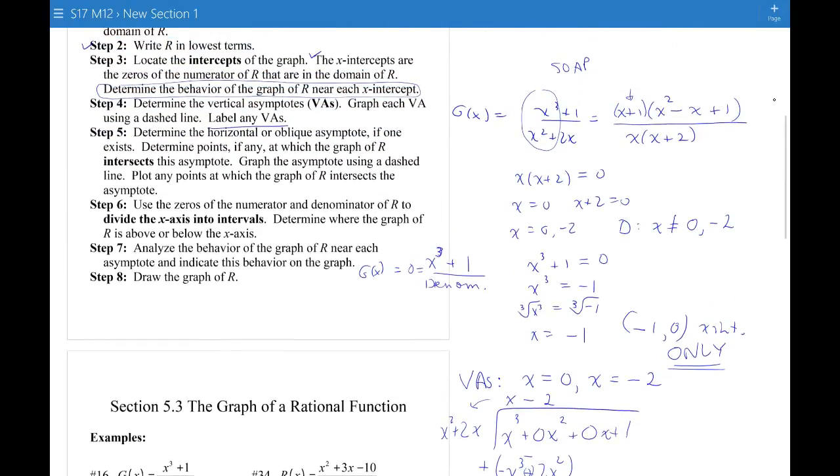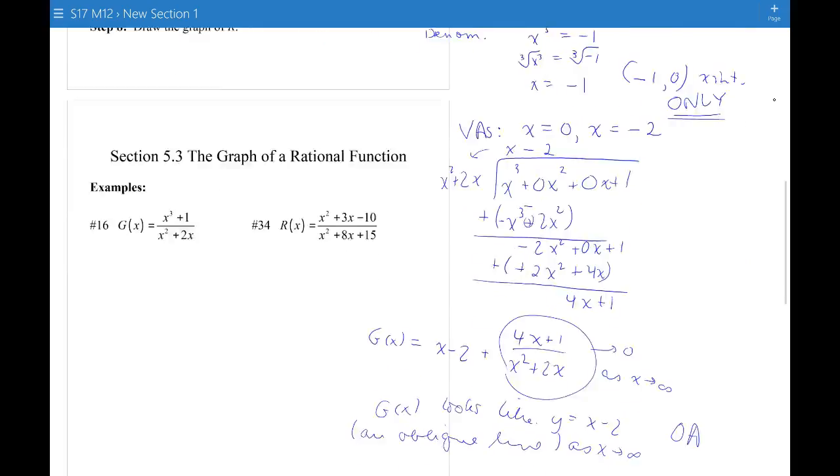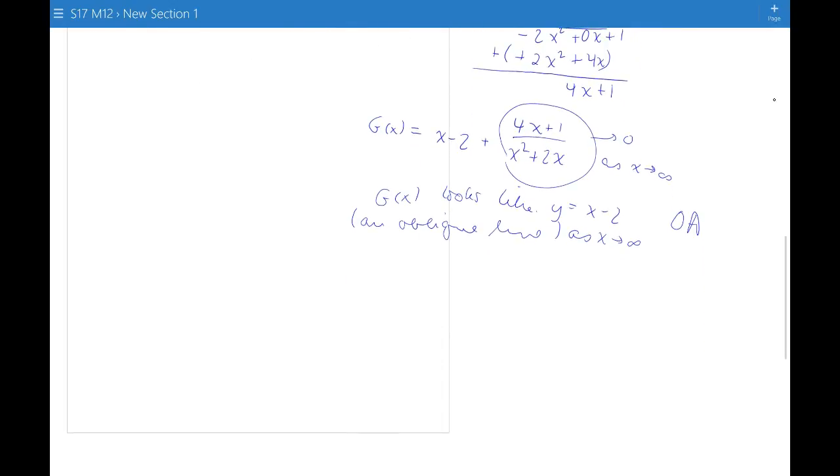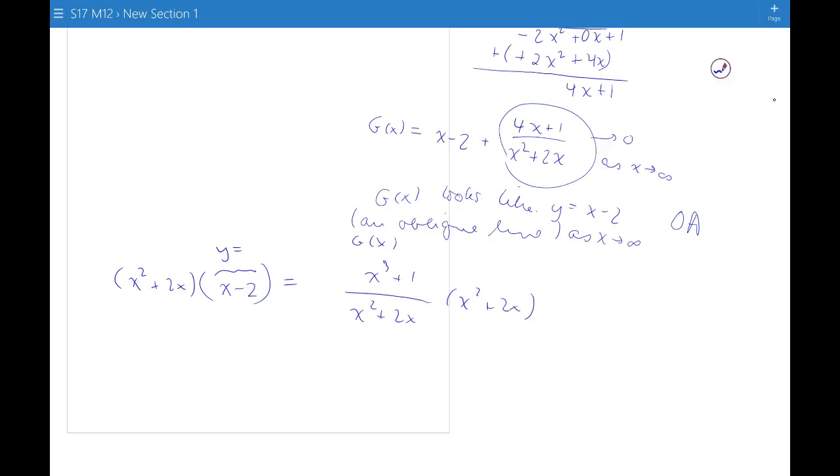Okay, so we found the oblique asymptote. And we need to find if there are any points where the graph intersects that asymptote. So this is the big idea: does it ever happen that y equals x minus 2 actually equals g of x? Is there an x value or a point on the graph where this is true? That's how you find points of intersection. You set the equations of the graphs equal to each other and see, does this ever happen?